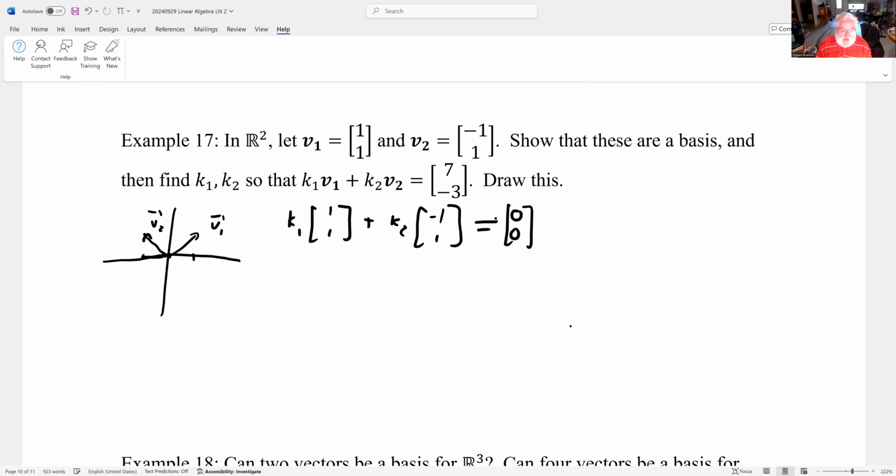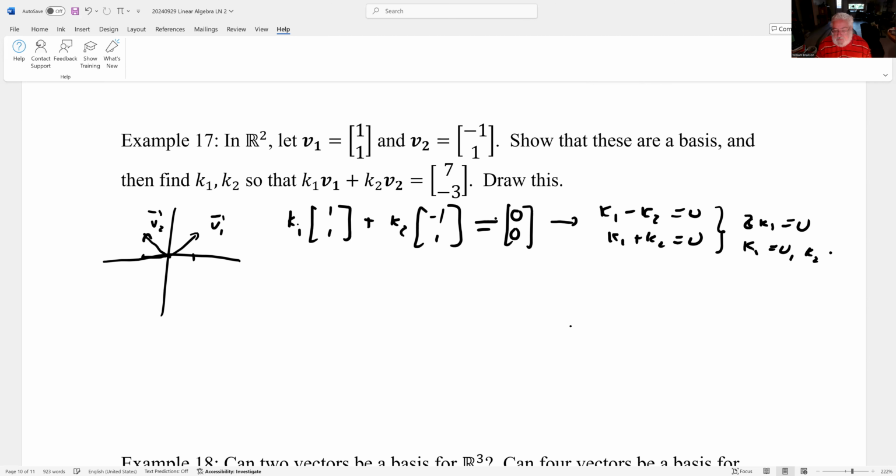For linear independence, K1 and K2 have to be equal to 0 for this equation to be true. So K1 minus K2 equals 0, K1 plus K2 equals 0. If you add these together, we get 2K1 equals 0. So K1 equals 0, K2 equals 0. So that's not too hard. We don't even need to use the reduction there. So they're linearly independent. Do they span?